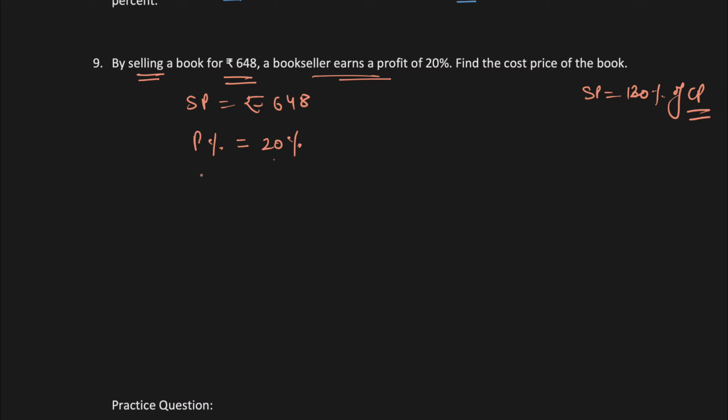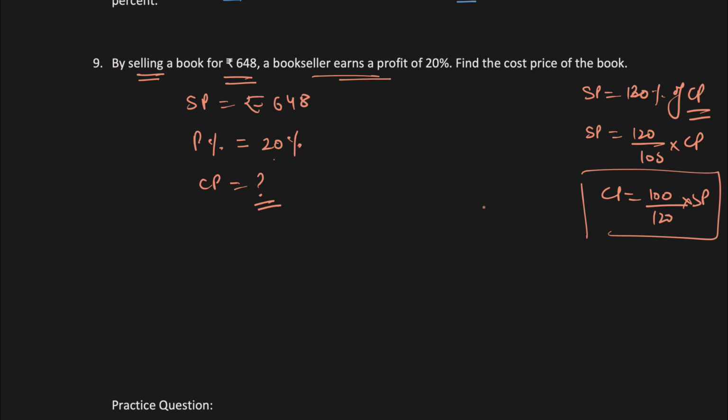Now here you have to calculate the CP. What formula will you use for this, that I'll tell you. So CP, how do you calculate? If I said that SP is 120% of CP, convert it this way. So CP will become 100 by 120 into SP, right? In this way you write. Got it? So let me tell you the formula for this as well.